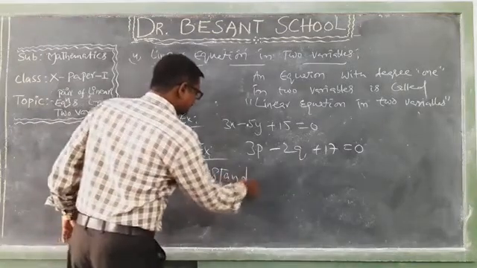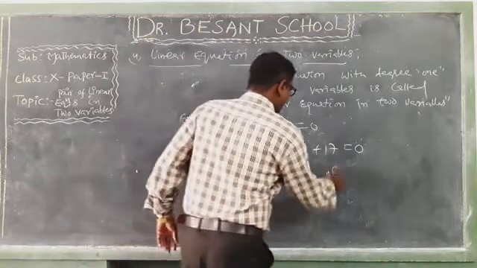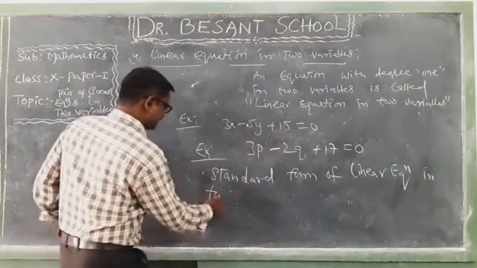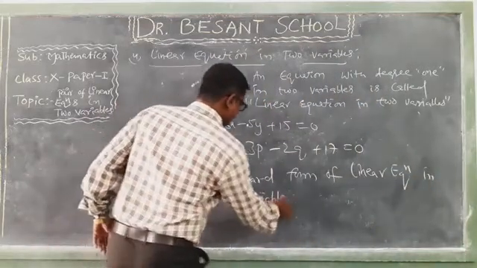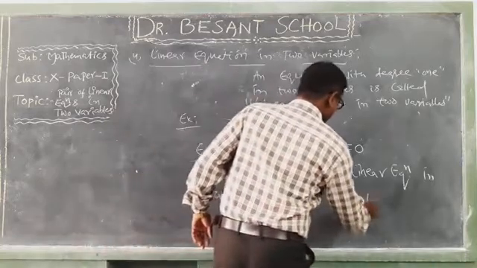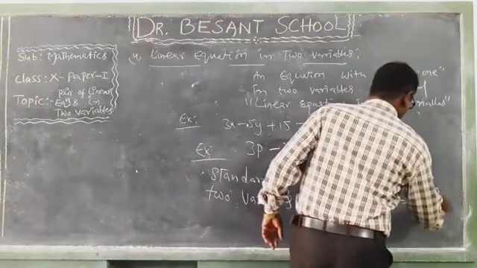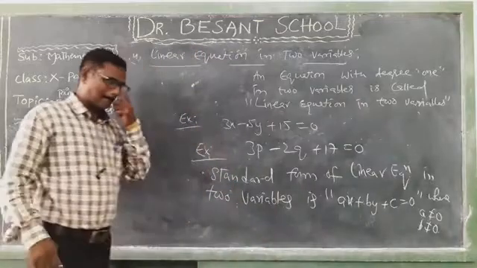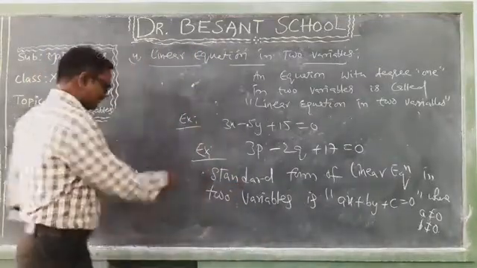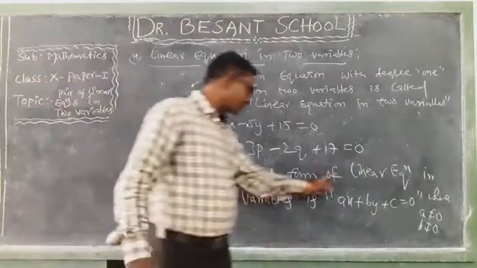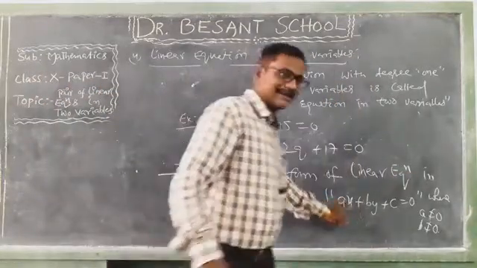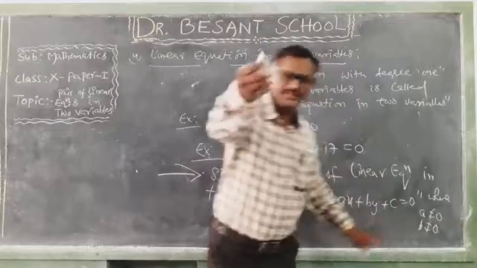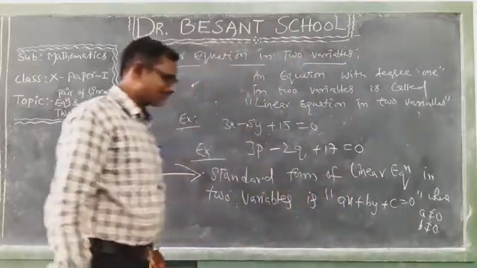Now observe. The standard form of a linear equation in two variables is ax plus by plus c equals 0, where a is not equal to 0, b is not equal to 0, and c may be 0. Concentrate and verify this point, very important. c may be 0, no problem, but a is not equal to 0 and b is not equal to 0.